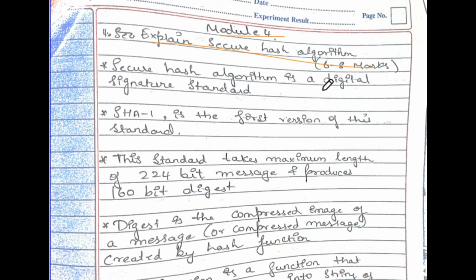Secure hash algorithm is a digital signature standard. A digital signature is a process or technique used to identify the authenticity of a signature or a message. Digital signatures are used in Aadhaar card, income and caste certificates, PAN card, etc. SHA-1 is the first version of this standard.